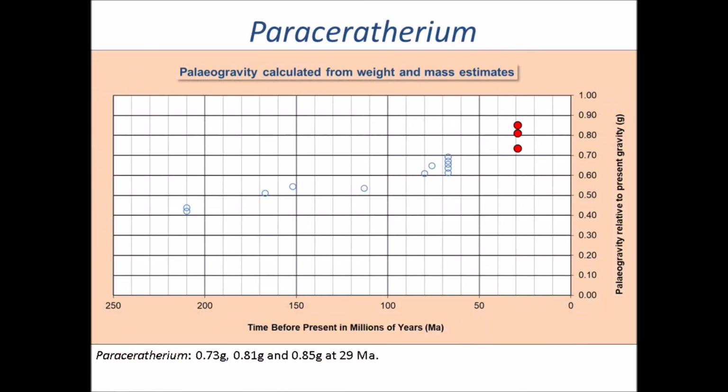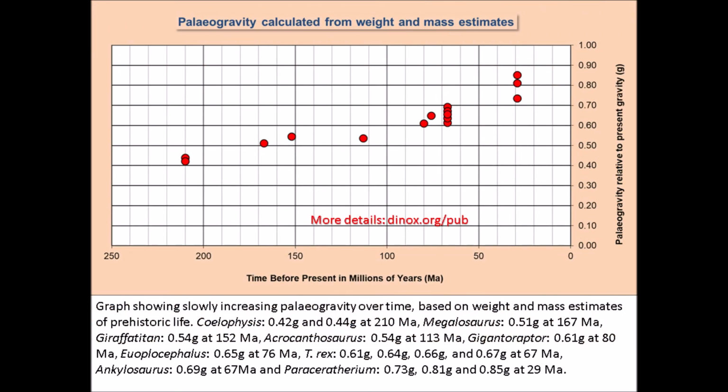Paraceratherium produces paleogravity estimates of 0.73 g, 0.81 g, and 0.85 g at around about 29 million years ago. The common assumption is that paleogravity was much the same as today's gravity. However, the weight-mass method indicates that paleogravity has been slowly increasing towards our present-day surface gravity.